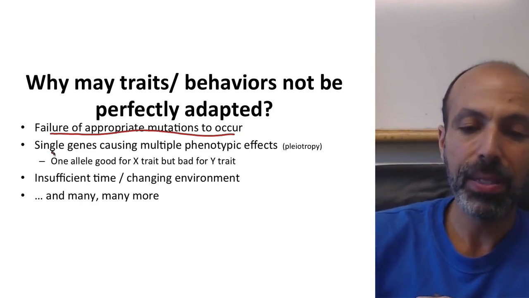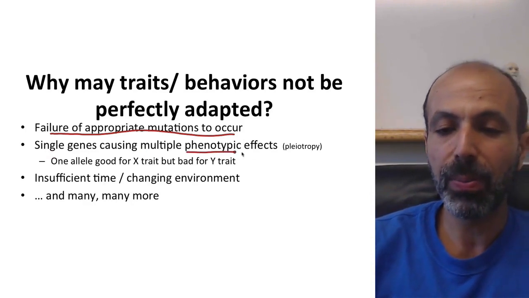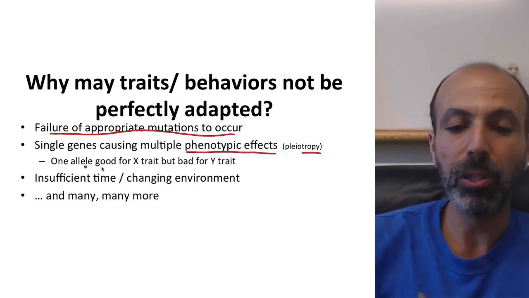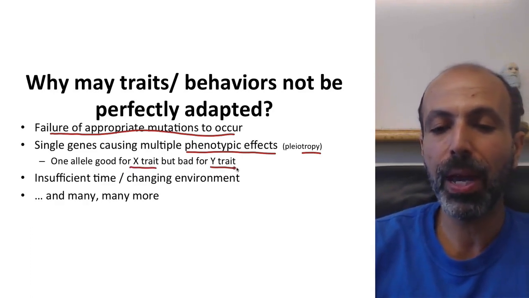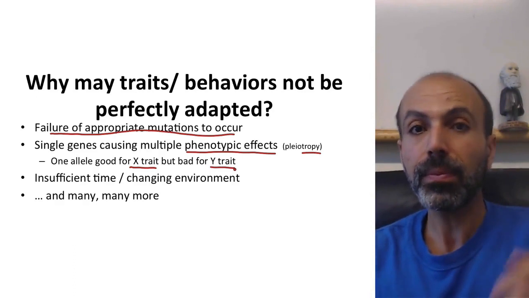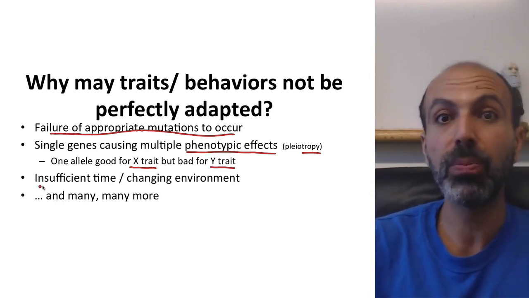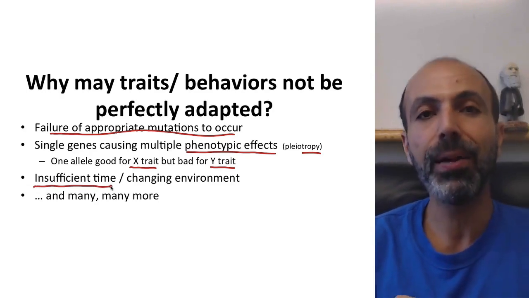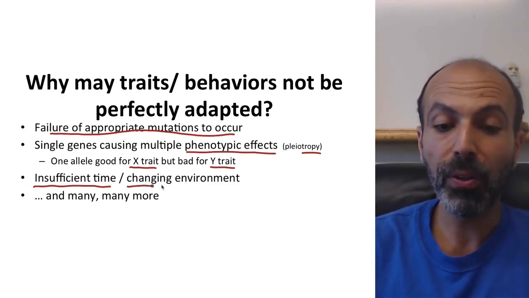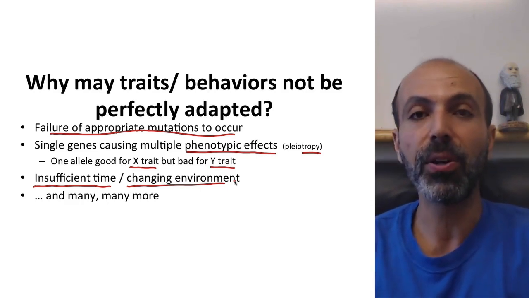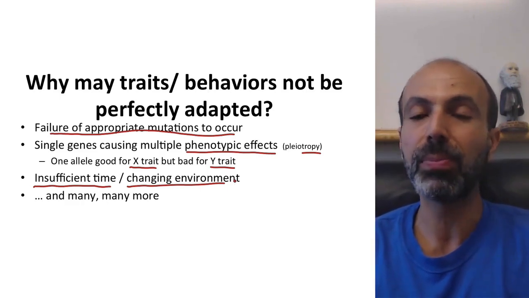You could have single genes that cause multiple phenotypic effects. This is referred to as pleiotropy, where, for example, an allele may be good for one trait but bad for a different trait, such that there's this sort of trade-off going on. There is the possibility that ultimately the trait will be perfectly adapted, but there hasn't been sufficient time for selection to operate, or the environment keeps changing, and it's this moving target that makes it very hard for a trait to be optimally adapted for any particular environment.